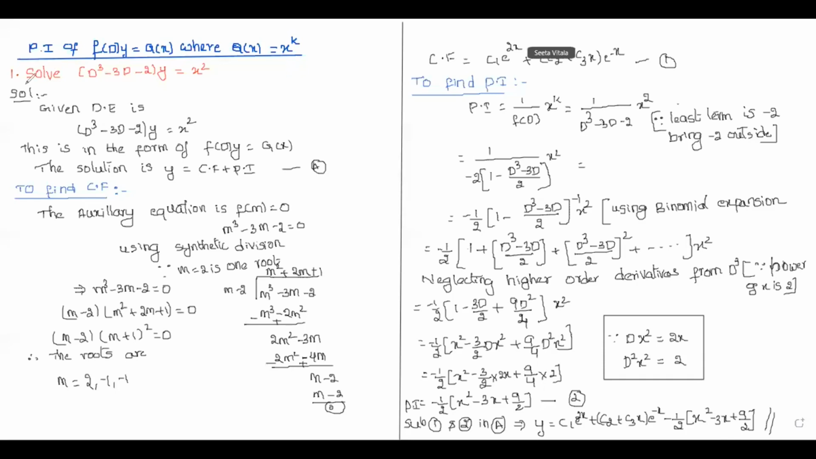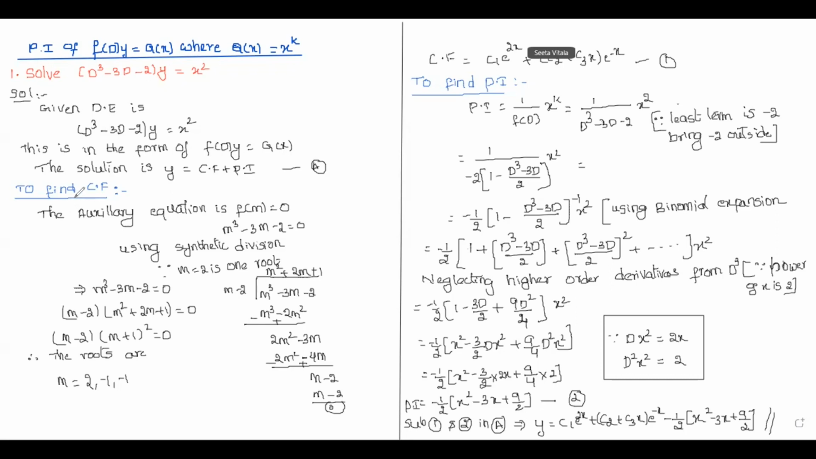First problem: solve (D^3 - 3D - 2)y = x^2. So the given differential equation is (D^3 - 3D - 2)y = x^2. This is in the form f(D)y = Q(x), so the solution is y = complementary function plus particular integral.